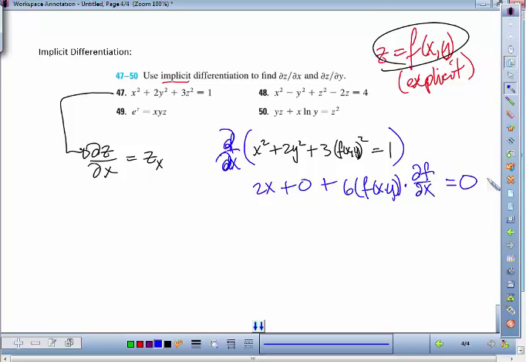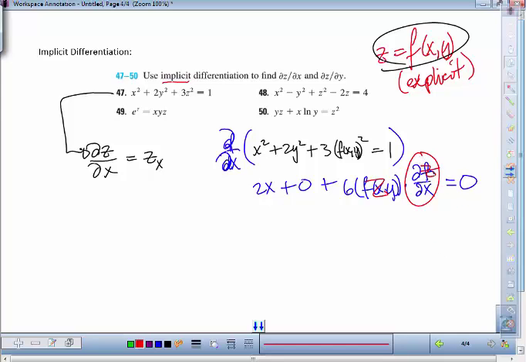I remember in Calc 1, that was one of the biggest mistakes that people make: when you're doing implicit differentiation, you have a constant on one side, and when you take the derivative of that, they forget that the derivative of a constant is 0. Anyways, if you just change this back into z's, then this is what you're looking for, dz dx.